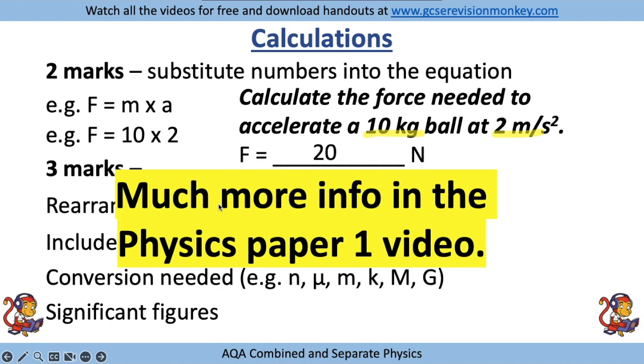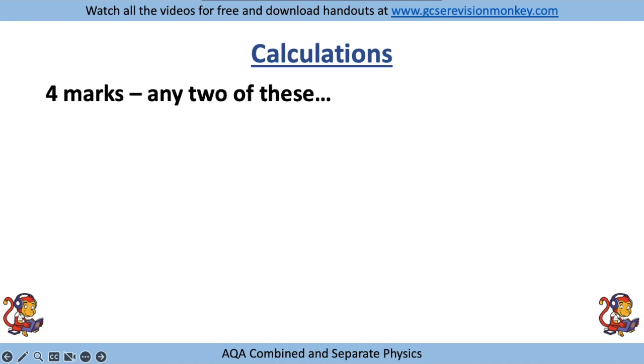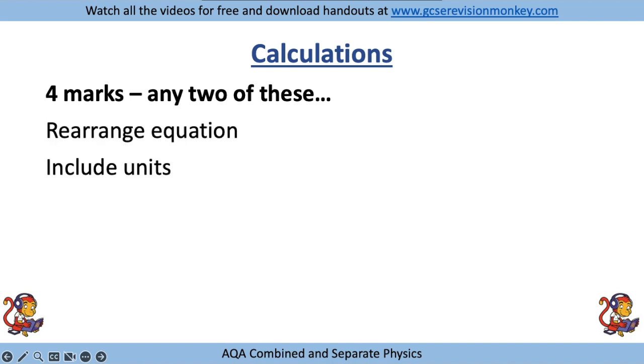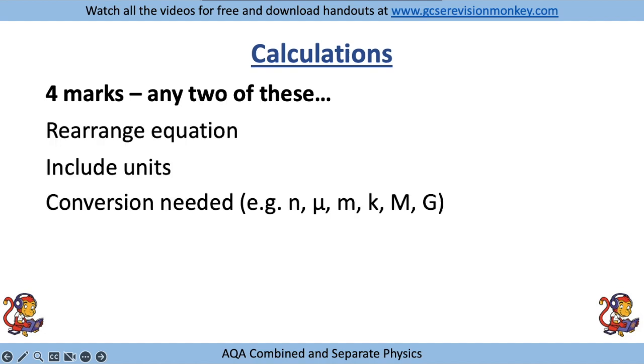There is much more information on this in the Physics Paper 1 video, so if you didn't watch that, do go and look over it, because 30% of your exam is equations. But I'll assume you've watched that, and this is just a quick overview. If you move on to 4 mark questions, then you might expect any 2 of those things, like rearranging the equation, remembering the units, conversion, or significant figures.